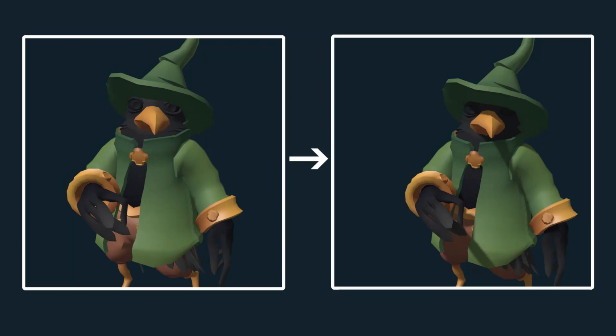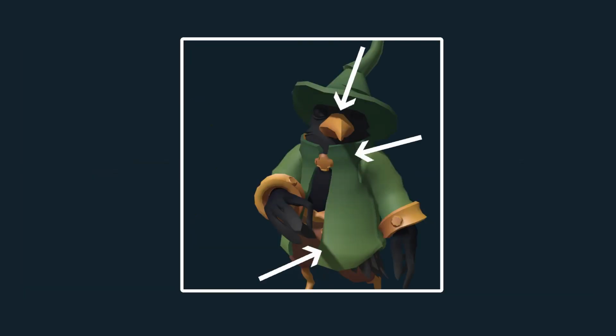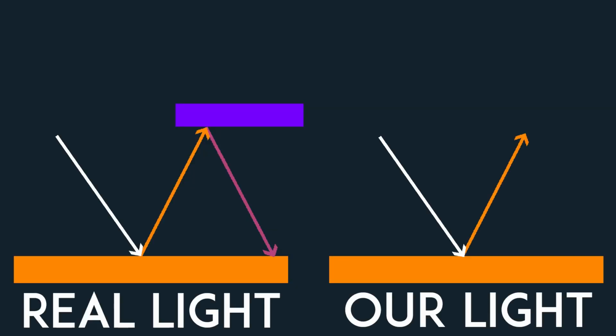In this tutorial, I'll show you what shadow maps are and how you can use them to add shadows to your scenes with directional lights. So as you may know, shadows are simply the absence of light. And since the light we have implemented so far does not bounce from one surface to another, it will only reach the surfaces that are in its direct path.